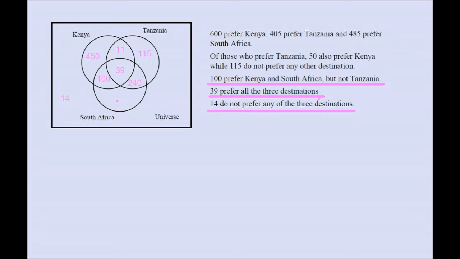How do I find out what goes here? From 485, I'm going to subtract the sum of 100, 39, and 240, and that gives me 106. 106 goes here.